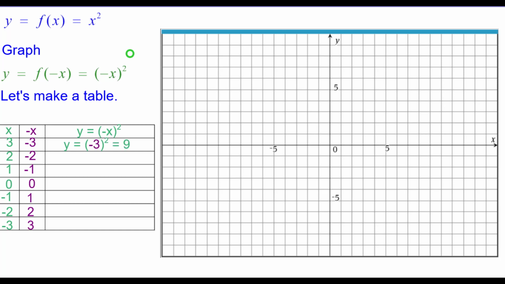When x is 3, we're going to square the opposite of 3, negative 3, and when we square that, we get 9. When we plot the ordered pair, 3, 9. When x is 2, the opposite's negative 2, and we square that and get 4. So 2, 4. 1's opposite's negative 1. Square that, positive 1. 1, 1. And then 0 squared is 0, so the origin.